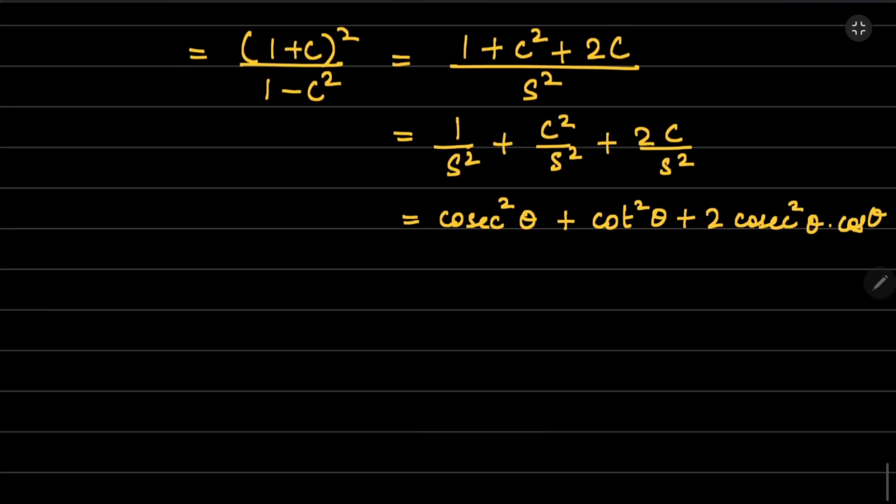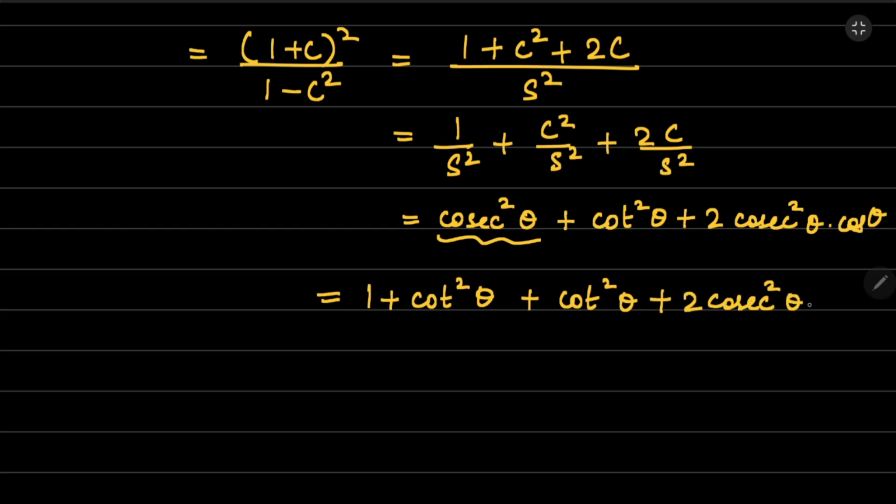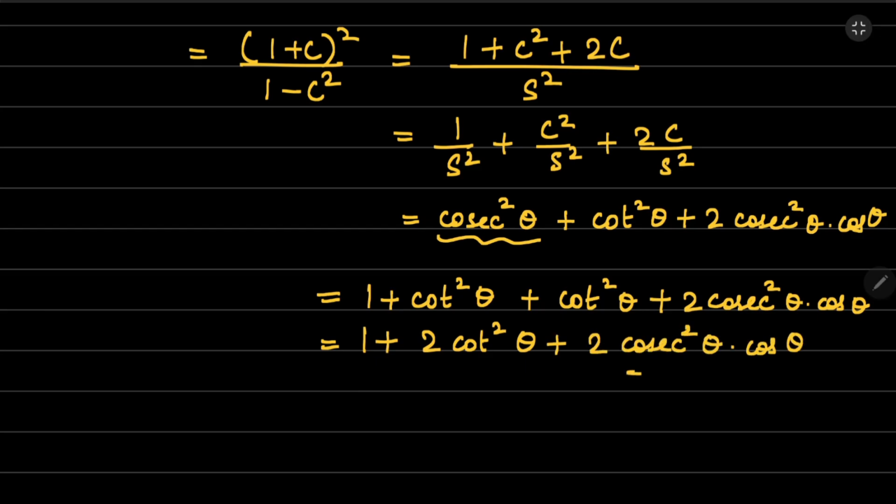So what is cosecant square theta in terms of cot square theta? Cosecant square theta is equal to 1 plus cot square theta. We should know it again. Plus, as usual, you again have a cot square theta plus 2 cosecant square theta into cos theta. Okay, so this is equal to 1 plus 2 cot square theta plus 2 cosecant square theta multiplied by cos theta, which is equal to your RHS. Hence proved.